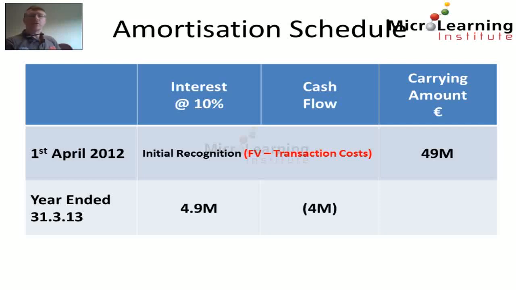The cash flow, we're told we pay at the year end a cash amount of 4 million to offset the liability. So at year end we have a liability in euros in relation to this financial liability of the opening liability of 49 million plus 4.9 million in interest less 4 million in the cash paid. So our closing liability is 49.9 million euros.